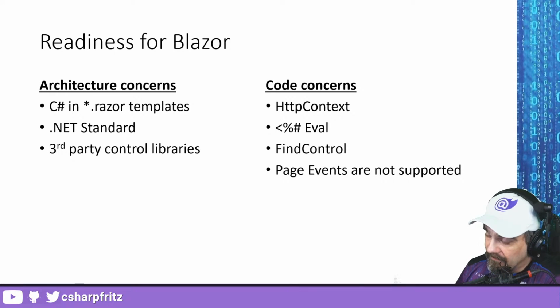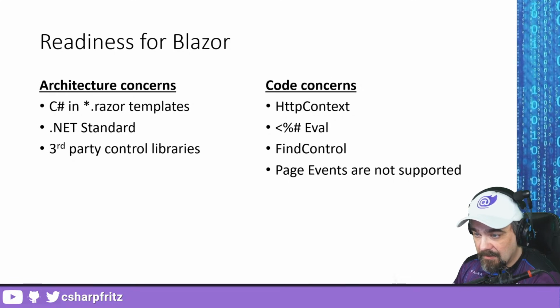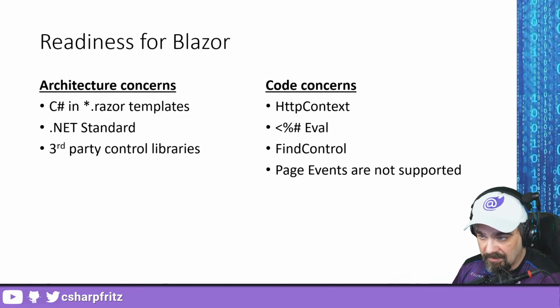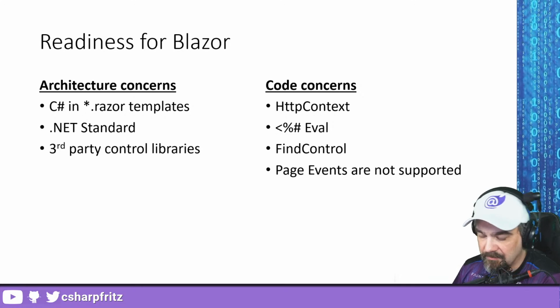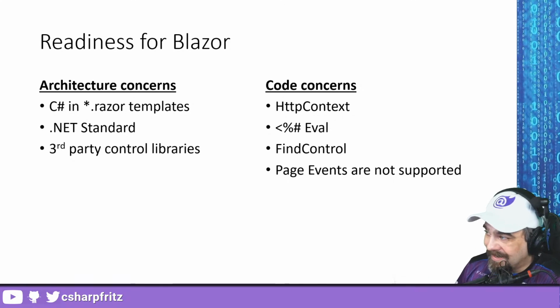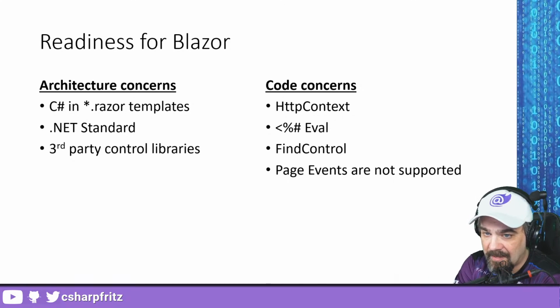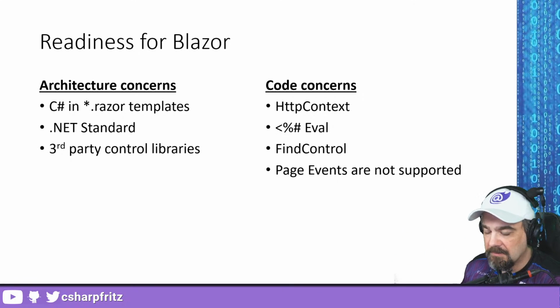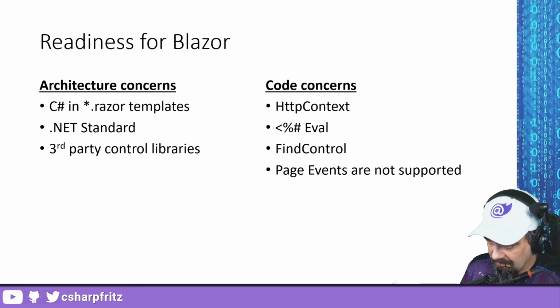Your code, if you reference HttpContext anywhere, you can't use that in Blazor. You don't know what your HttpContext is. Get away from that so you can be a little bit more portable. If you do any kind of data binding using that Eval data binding syntax, the <%# Eval, ugh, that's a pain in the neck. You're not going to be able to use that.